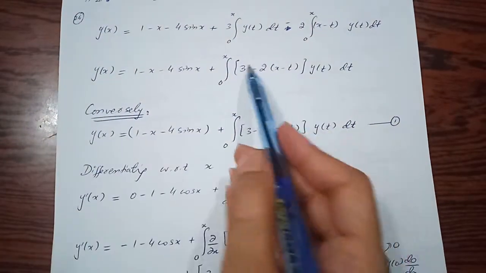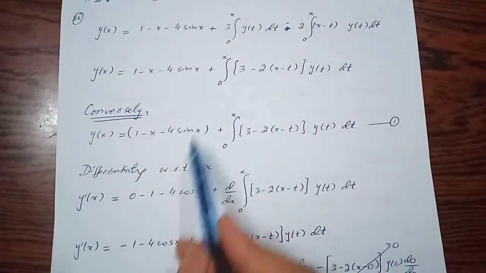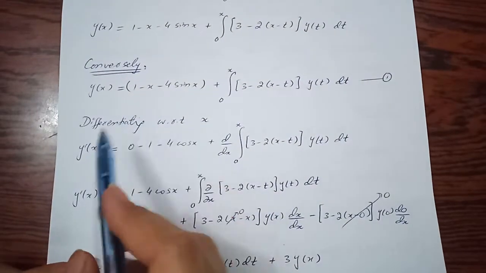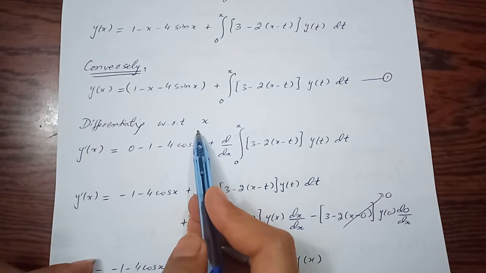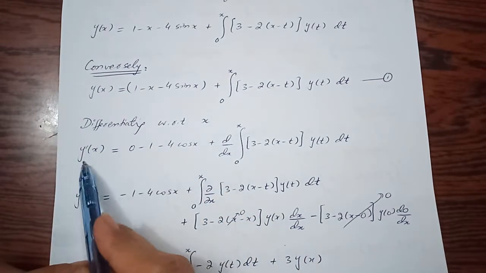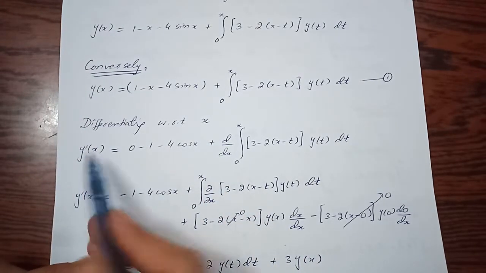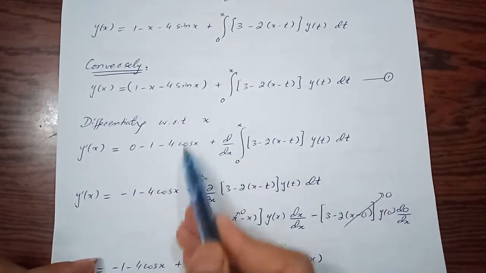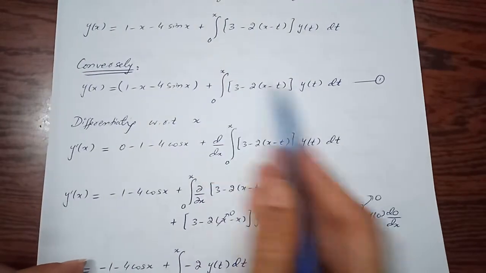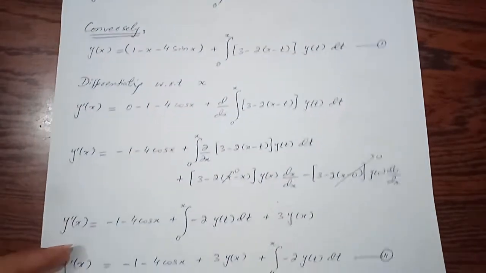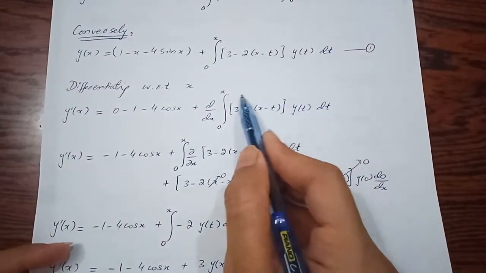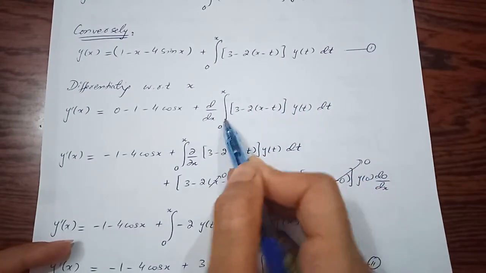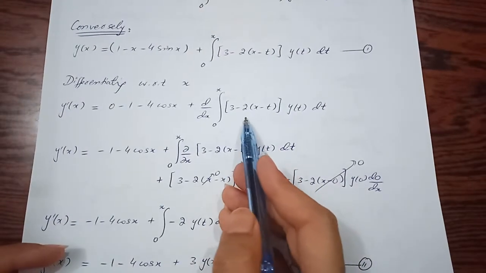Now conversely, consider this Volterra integral equation and we have to go back to the differential equation. First of all, differentiate it, and you know how we can differentiate it. y becomes y prime, meaning dy by dx. The derivative of 1 is 0, the derivative of x is 1, and the derivative of sine x is cosine x. And the derivative of this integral: now this complete function inside the integral is your f of x. We are going to use our Leibniz rule here.